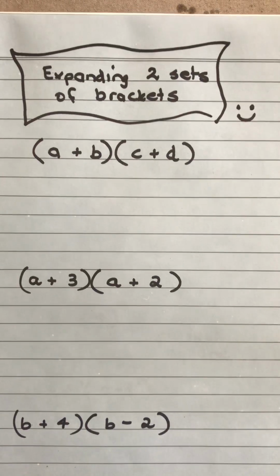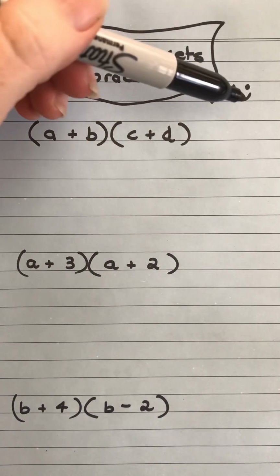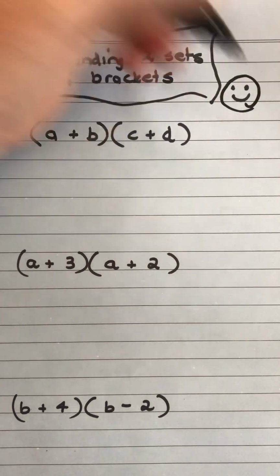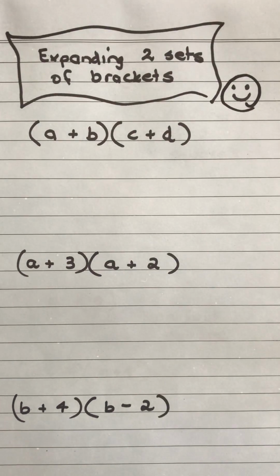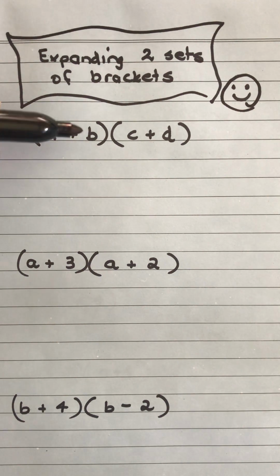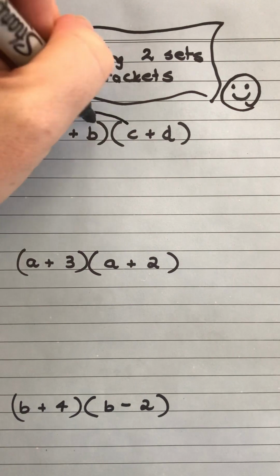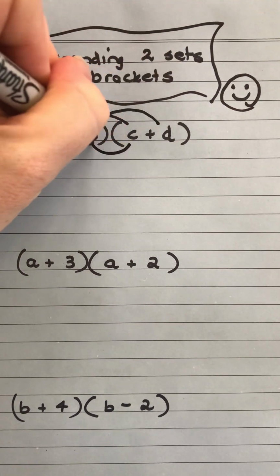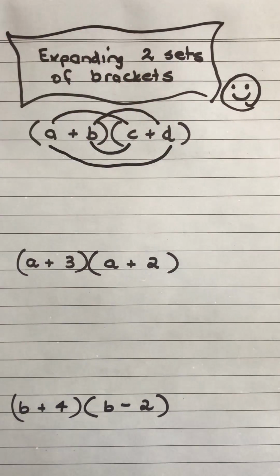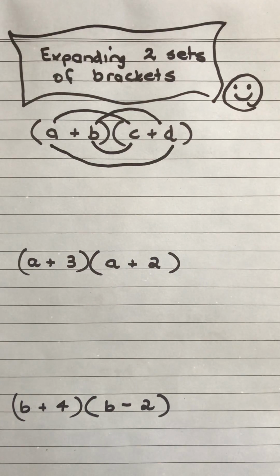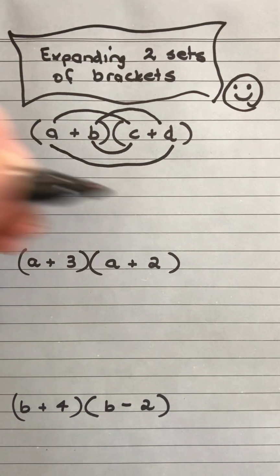In this video, I'm going to look at expanding two sets of brackets. I like to call it the smiley face method. So when I see two sets of brackets next to each other, we're going to expand them. We're going to draw in the lines. I call these my eyebrows, my nose, and my mouth. That's why I think it looks like a smiley face. And then I go through and do the multiplication for each of those.